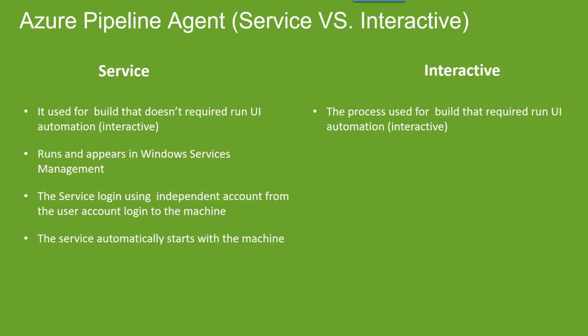The interactive mode is a process used for builds that require running UI tests. So it is a process, it is not a service. This is why if we open Windows services, we will not find this build agent. This is when I want to run automated UI testing. It can also run non-interactive, because although it runs the UI for UI testing, it can also run a normal build.